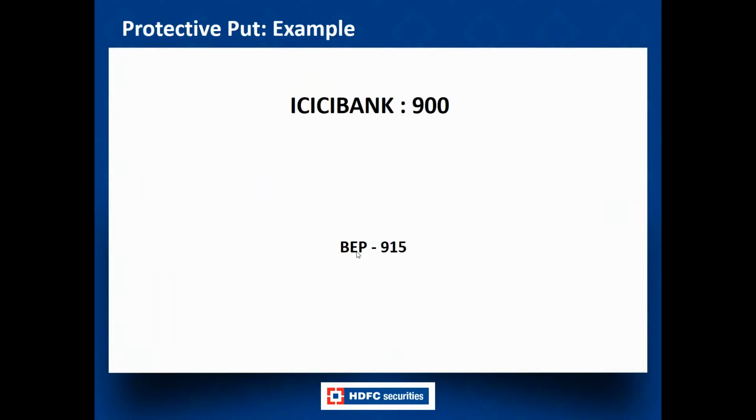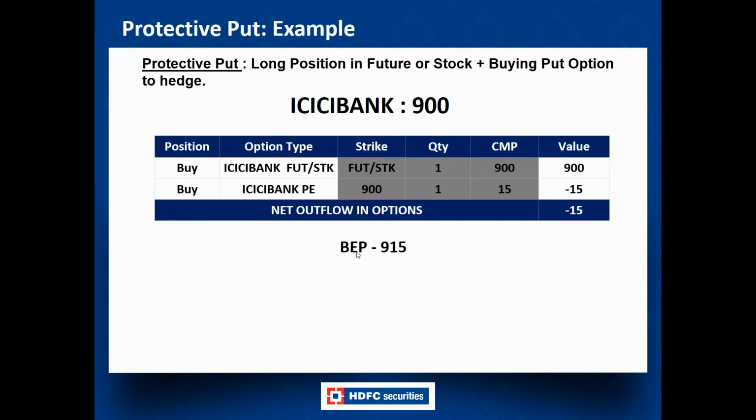So here I have taken an example. Suppose you are bullish on ICICI Bank. Current market price, suppose it is at 900 rupees, and you are bullish on ICICI Bank, but you are also wary of uncertainties. If ICICI Bank goes down, then of course, suppose you have taken it in futures, you are exposed to unlimited risk because it's a futures position you have bought. So here, what you can do is buy a 900 put option to safeguard. Suppose you buy it at 15 rupees.